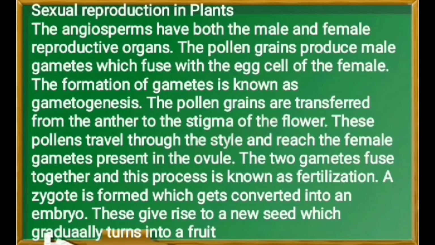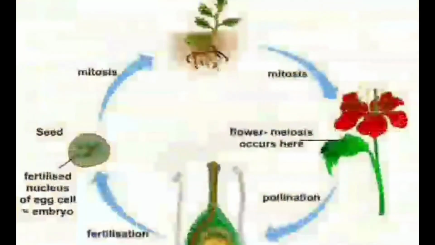The two gametes fuse together, and the process is known as fertilization. A zygote is formed, which gets converted into an embryo. This gives rise to a new seed, which gradually turns into a fruit.